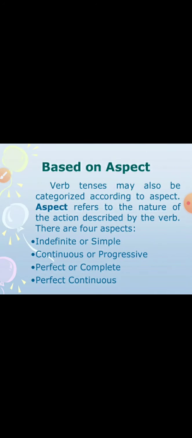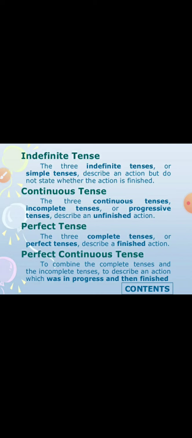Based on the aspect, verbs have been categorized into four main categories. That is, indefinite or simple, continuous or progressive, perfect or complete, and the last one is perfect continuous. So these four are the aspects of verb tenses. We have indefinite tense, which is also called simple tense. We have continuous tense, which is also called progressive tense. Then we have perfect tense, and the last one is perfect continuous tense.